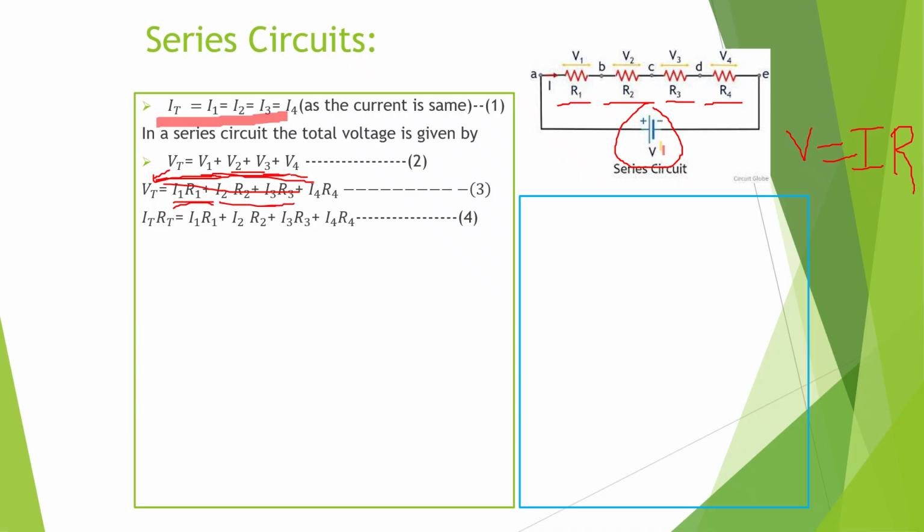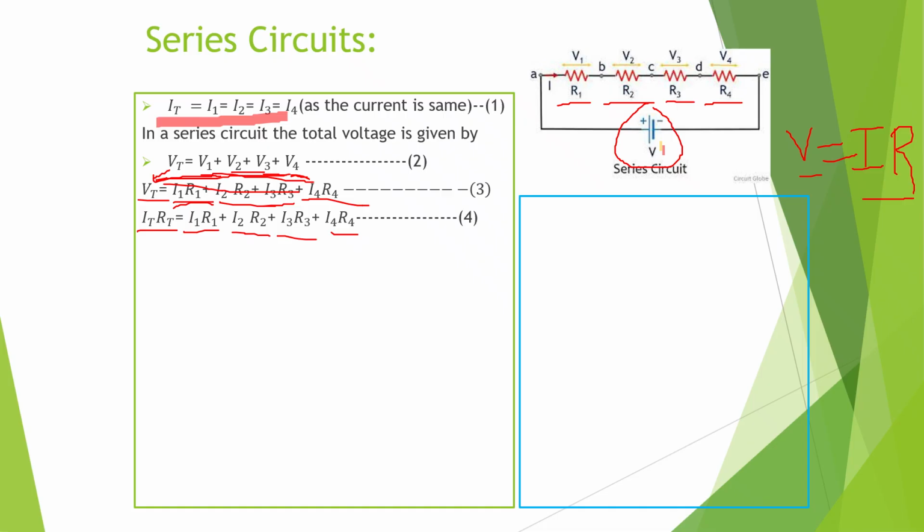And for V4, I am writing it as I4 R4. So here, when you're writing the total voltage, it is total current IT into RT, and you're writing V1 as I1 R1, V2 as I2 R2, V3 as I3 R3, and V4 as I4 R4. How are you writing it as I into R? It is V is equal to I into R. So that's why I'm writing it as V is equal to IR.